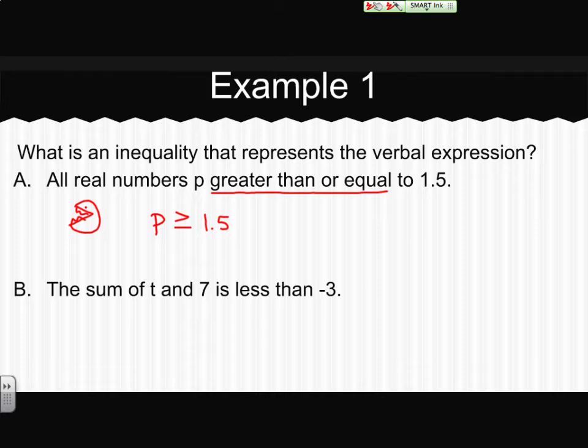Okay, the next one says the sum of t and 7. So first, sum tells me I'm going to add, so I'm going to take t plus 7, is less than, so I'm going to use the less than sign. Notice it kind of makes that L, negative 3.